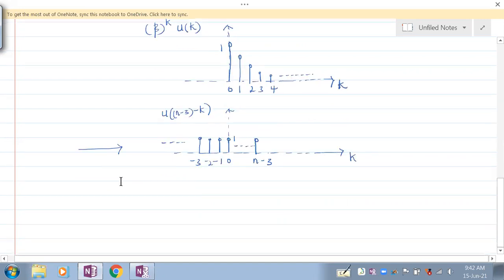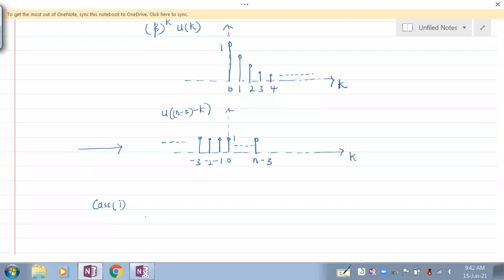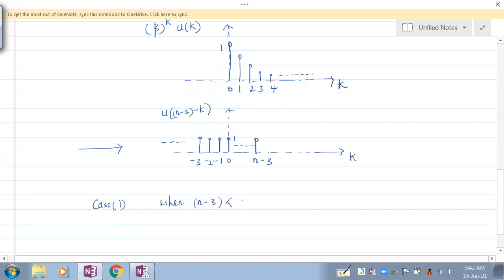So can you tell me now, in case 1, when would there be a no overlapping case? When there are no players handshaking? Can anybody? When n is less than 3. No, it's not n. That is what I said. It's not n now. n minus 3 less than 0. Yeah. First we need to say when n minus 3 is less than 0.